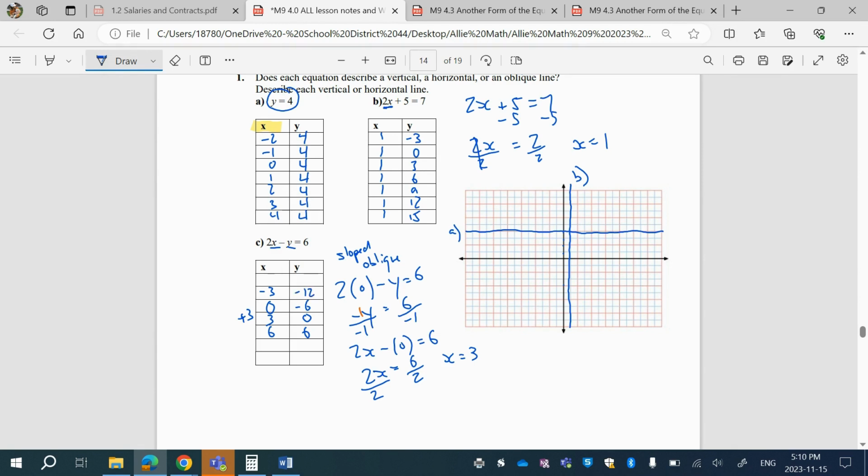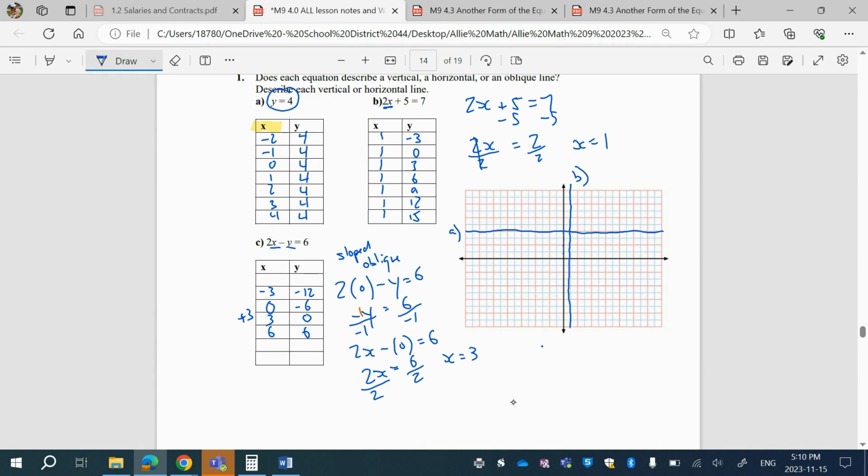So now let's plot them. If we are at -3x, 1, 2, 3, we are at -12y, 1, 2, 3, 4, 5, 6, 7, 8, 9, 10, 11, 12, way down here. If we are at 0x, we're at -6y.